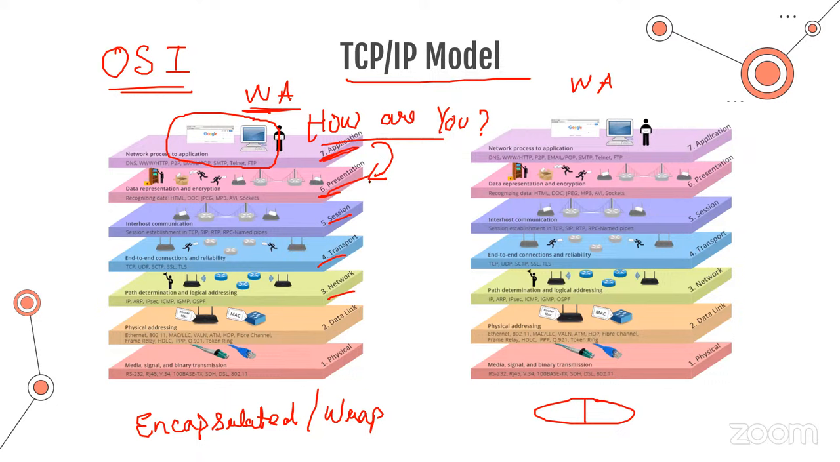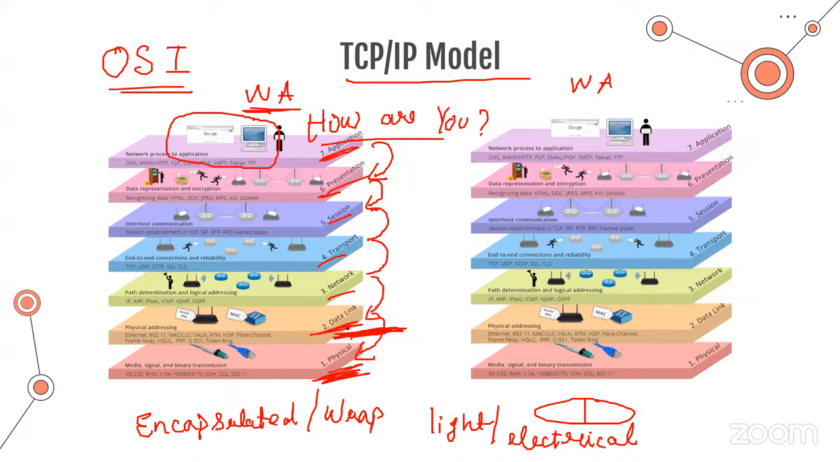Then this presentation layer is basically encapsulated by the session and so on. Okay, now this is what you call encapsulation. In the physical layer, your message, "how are you", is basically converted into a light pulse or an electrical pulse. Till here, at your data link layer or layer 2, your messages are in the form of binary. I hope you know what a binary format is, right? Ones and zeros, basically.